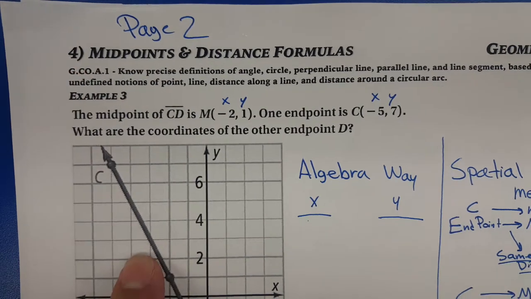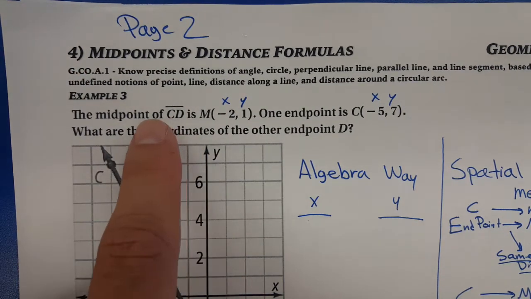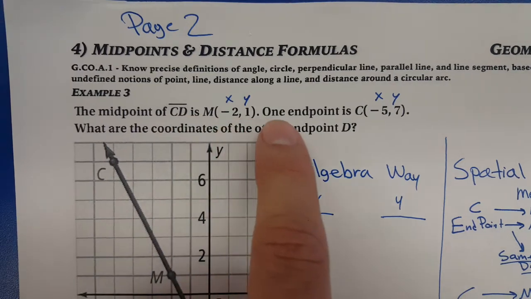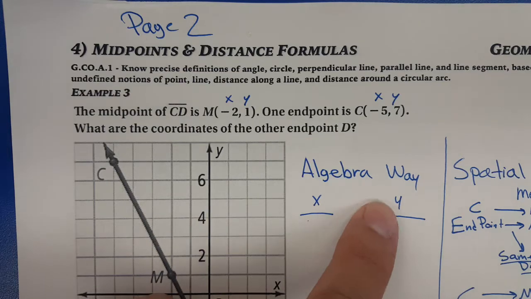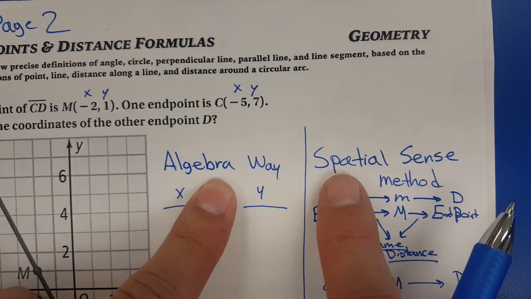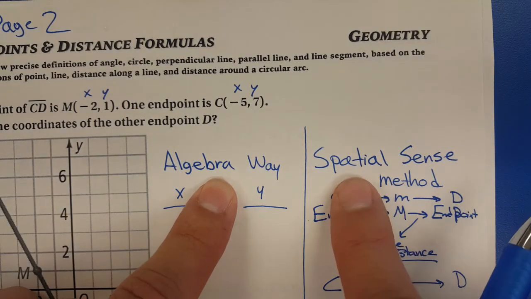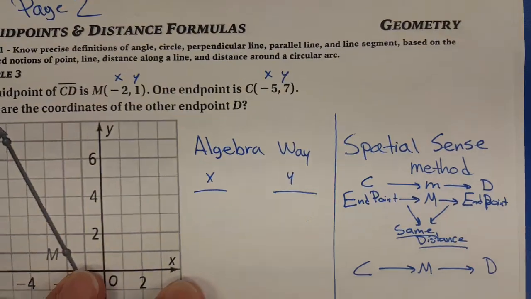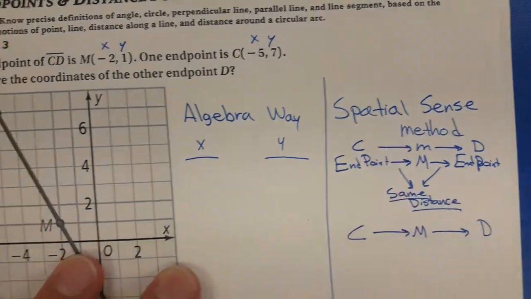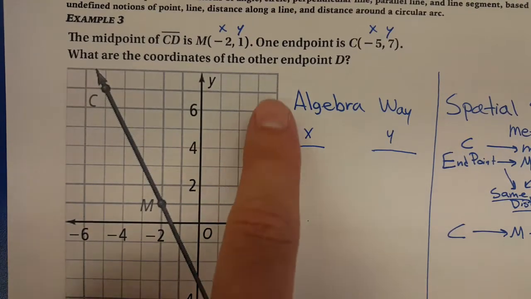So here we got a problem. This is a situation where they give you the midpoint and one of the endpoints, and you have to find the other endpoint using either algebra or some spatial sense. That's how you spell spatial sense. Okay, so spatial, just basically common sense here. I'll show you. What are the coordinate points of the other endpoints?